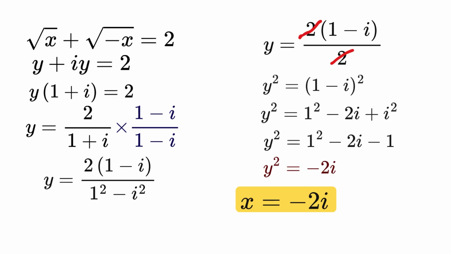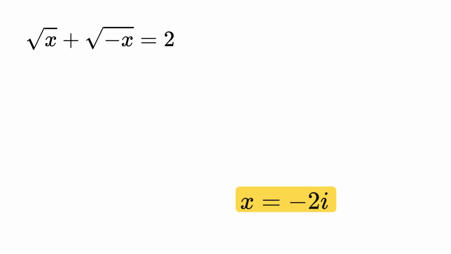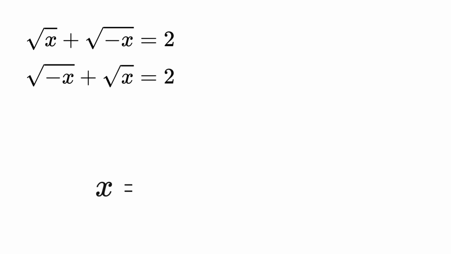But wait, there's something more. Look at our original equation again. Notice something interesting. If we swap x with negative x, the equation stays the same. So if x equals minus 2 iota works, then x equals plus 2 iota should also work.